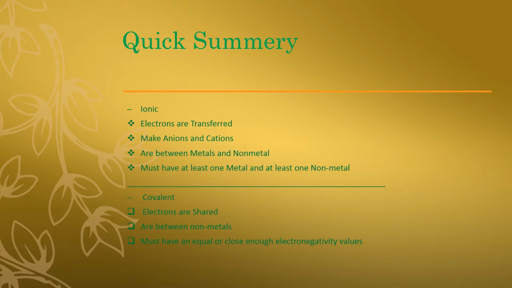Now, quick summary. Ionic: the electrons are transferred, they make anions and cations, and they are between metals and nonmetals. They must have at least 1 metal and at least 1 nonmetal, meaning that they can basically have 2 metals and 1 nonmetal, 1 metal and 2 nonmetals, etc. Covalent: the electrons are shared, they are between nonmetals, and they must have equal or close enough electronegativity values.